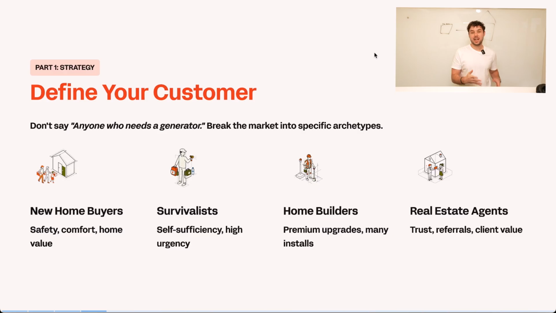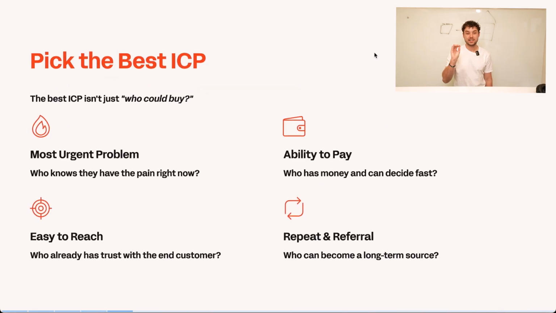So these are 4 different types of customers that we could be selling the same product to. All we do is install generators in homes, but we could target new home buyers, people who are buying a new home and want to install one. We could target survivalists, people who just want safety in case there's a doomsday event. We could target the people actually building the homes, like the construction companies, or we could target real estate agents, the ones selling the homes to the home buyer. Do you see how segmented your customers could get? So it's really important to dial in and pick the best ICP.